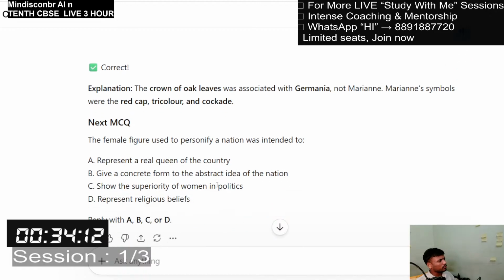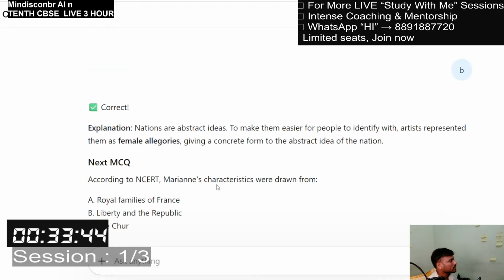The female figure used to personify a nation was intended to represent a real queen of the country, give a concrete form to the abstract idea of the nation, show the superiority of women in politics, or represent religious beliefs. I think the most probable answer is to give a concrete form to the abstract idea of the nation. Explanation: nations are abstract ideas. To make them easier for people to identify with, artists represented them as female allegories, giving a concrete form to the abstract idea of the nation.